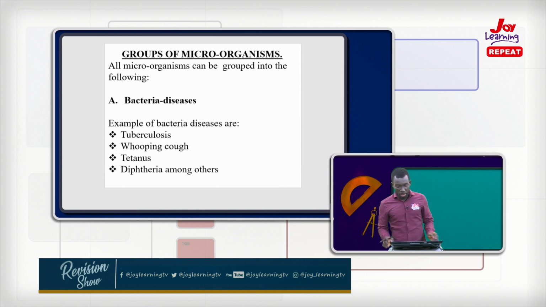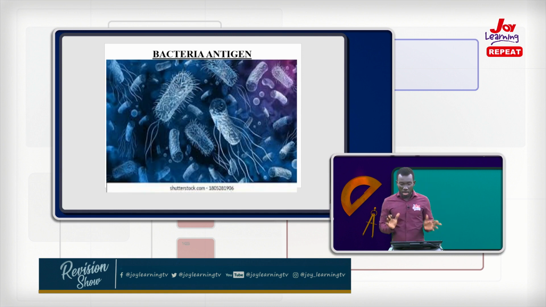Now let's go to the groups of microorganisms. There are so many of them, but we'll just go to the basics. We have the bacterial diseases, and these are diseases that are caused primarily by bacteria. Bacteria is two or more; singular is called bacterium. Let's go to some examples of diseases caused by these microorganisms. We have tuberculosis, whooping cough, tetanus, diphtheria, and others. So tuberculosis, whooping cough, diphtheria, and tetanus are all caused by bacteria.